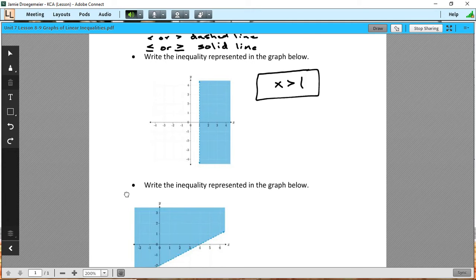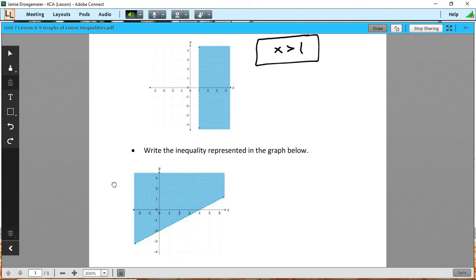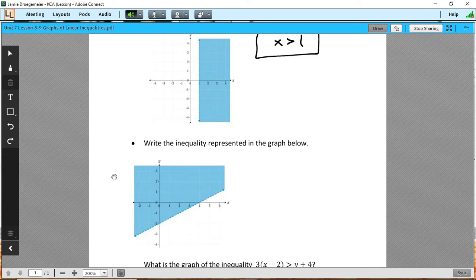So again, we have a graph, and we want to write the inequality. Again, we have a dashed line, and so that tells us it's a strict inequality. That means we're using either less than or greater than for our symbol. We want to think about what the equation of this line would be. When we're finding an equation, we can use slope-intercept form. The y-intercept is right here at -2. So our y-intercept is -2.